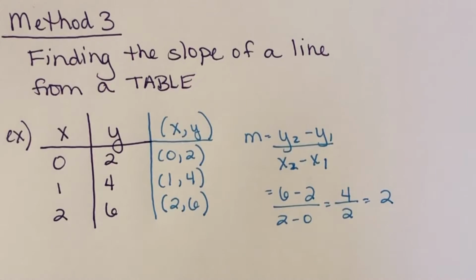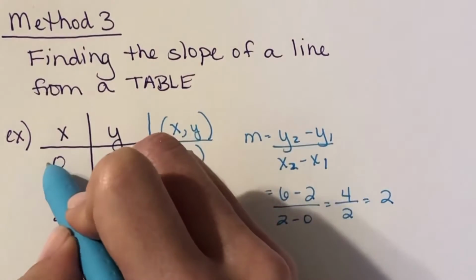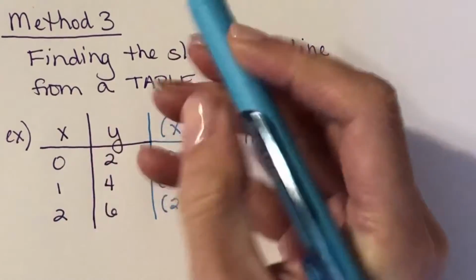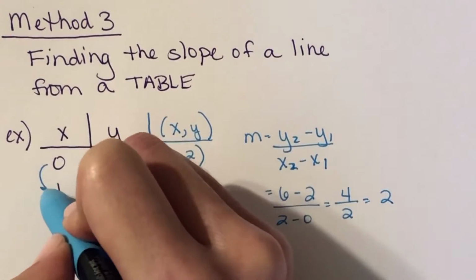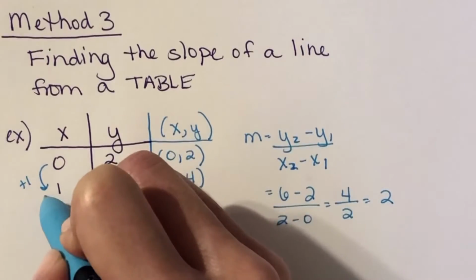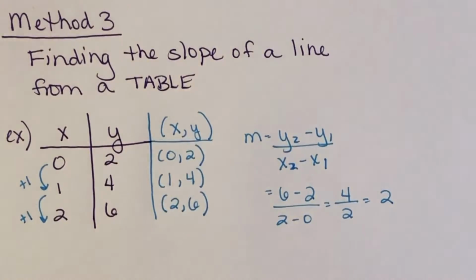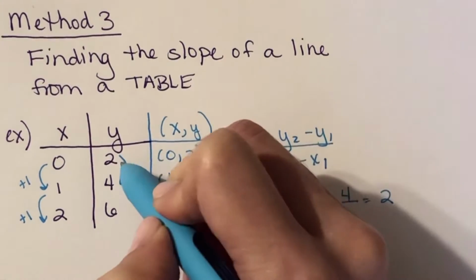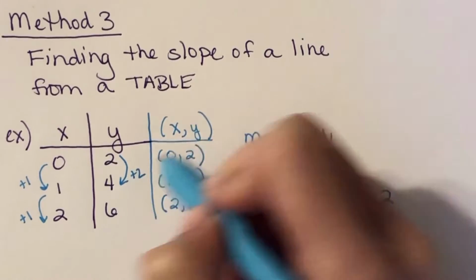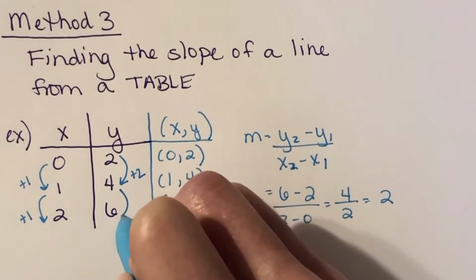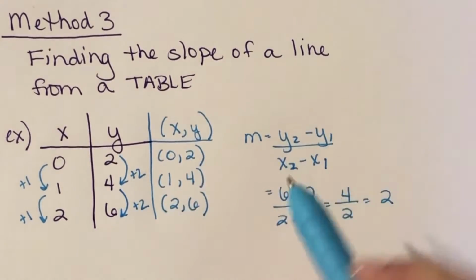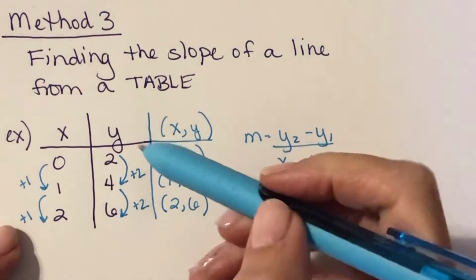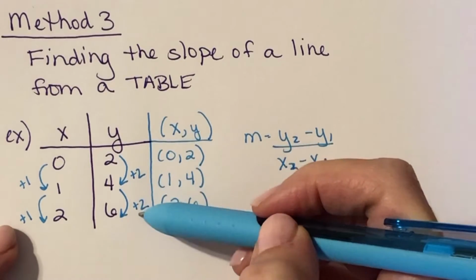Another way you could think of it is just to see how your x's are changing in comparison to your y's. So I take a look over here. I go from 0 to 1, I'm changing by 1. I go from 1 to 2, I'm changing by 1. Now let's see what my y's are doing in comparison. I go from 2 to 4, changing by 2. And then I go from 4 to 6, I'm changing by 2. And so I notice that every time my x's increase by 1, my y's are increasing by 2.